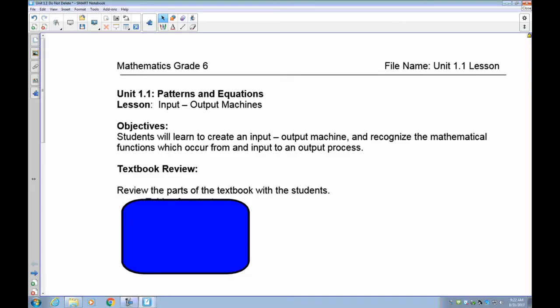Welcome to grade 6. This is your first lesson, and in this lesson we're going to learn about what are called input-output machines. And later on this is going to turn into creating expressions and relations and working with graphing and a lot of other stuff, but we have to start somewhere.